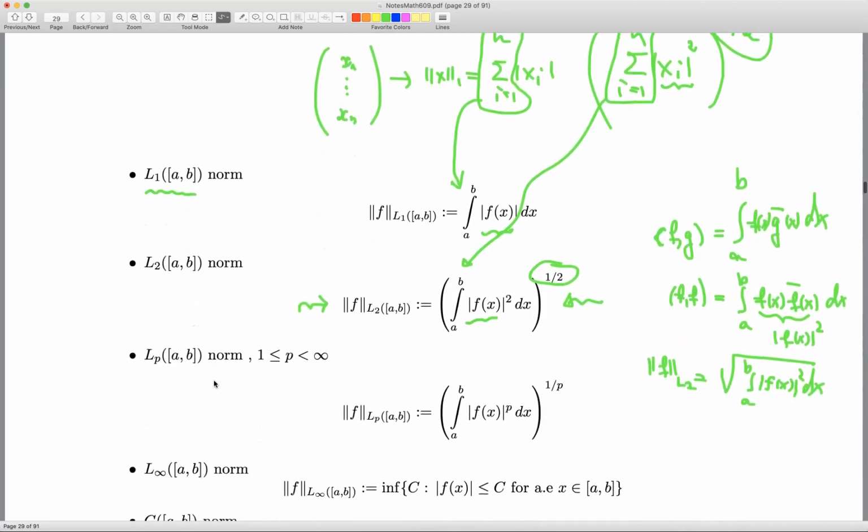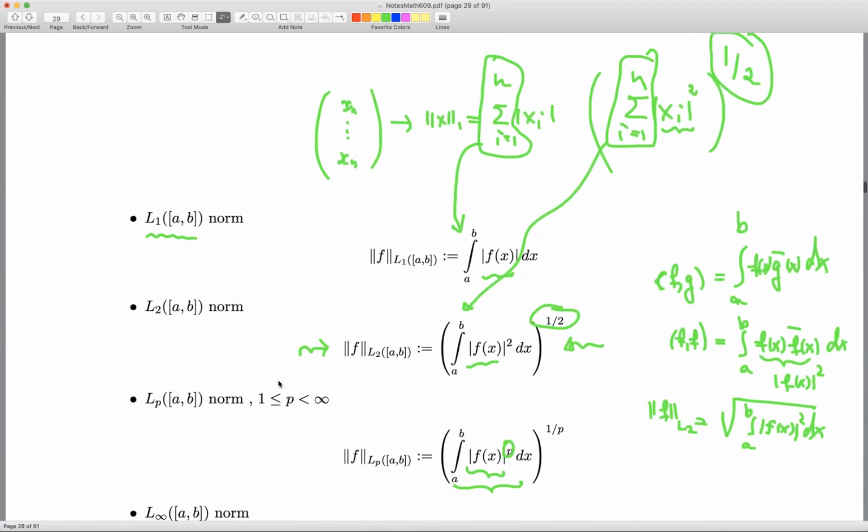And in general, for the LP norm, for p between 1 and infinity, here instead of 2, you will have p. So you have the integral from A to B of the absolute value of the function to power p dx, so you compute this integral and then you raise it to power 1 over p. And if we look at the corresponding discrete case, then the LP norm in this case was the sum, i equals from 1 to n, of the absolute value of xi to power p, and then everything raised to power 1 over p. So again, the outer power 1 over p is the same.